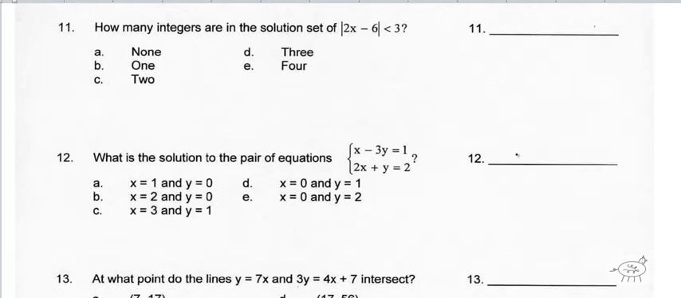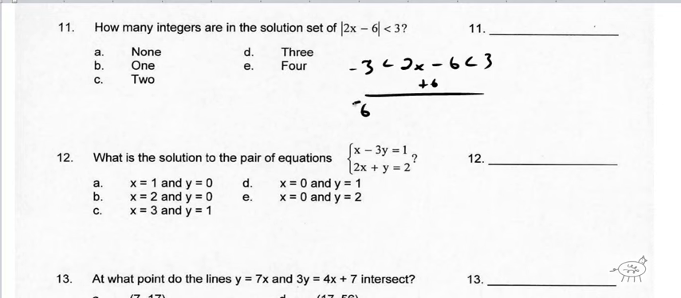Okay. Number 11, how many integers are in the solution? You got to remember with absolute value, this is a less than. So it's an and, it's a between problem. So you will need to set this up as this. If it was an or problem, you would say 2x minus 6 is less than 3, or 2x minus 6 is greater than 3 or less than -3. But anyway, this is a between problem, so we're going to add 6 to all sides.